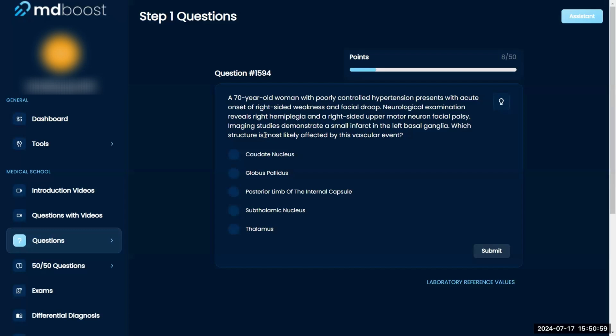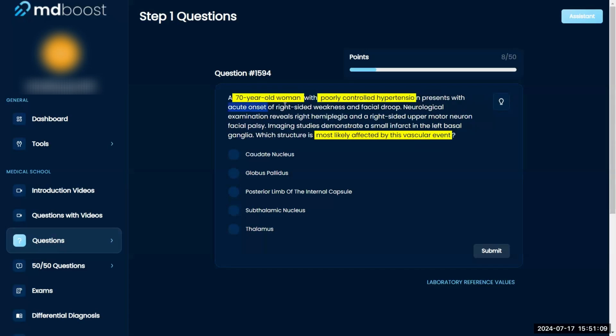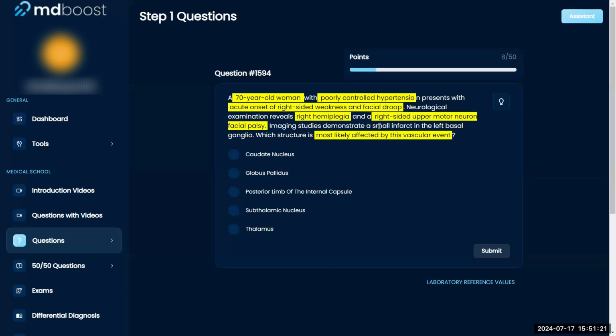So here we go. Which structure is most likely affected by this vascular event? A 70-year-old woman with poorly controlled hypertension presents with acute onset of right-sided weakness and facial droop. Neurological examination reveals right hemiplegia and right-sided upper motor neuron facial palsy. Imaging studies demonstrate a small infarct in the left basal ganglia.